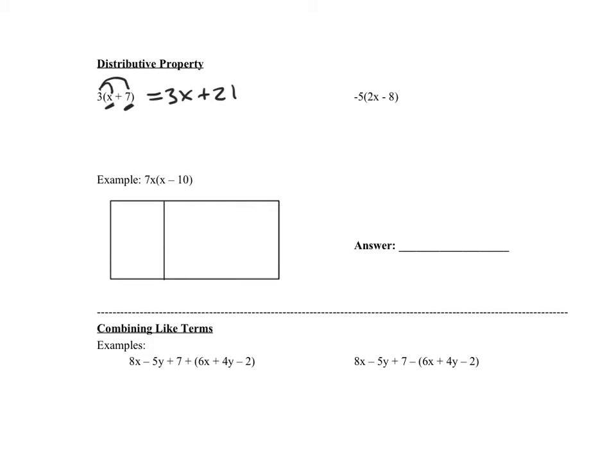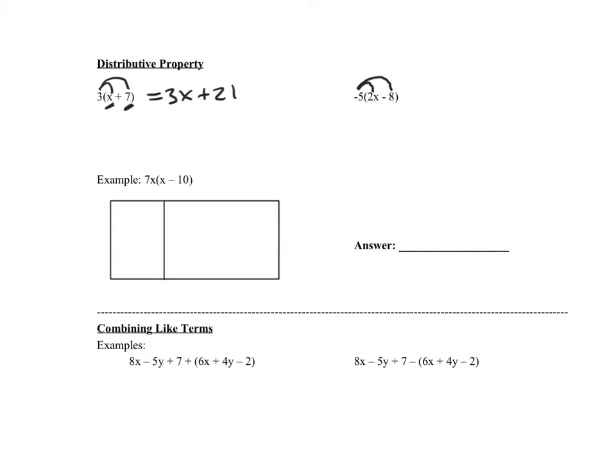The little rainbows on top are not required, but I think they're a nice visual aid to show you exactly what you're doing. That's called distribution, and you can think of it as distributing the 3 to everything that's inside the parentheses. The next example on the right, same idea.